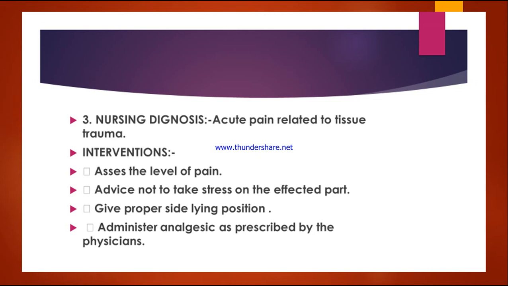Okay, so to reduce the pain, we have some interventions. We have to first assess the level of the pain. What is the level of the pain? Whether it is mild, moderate or severe. Which eye is having pain, either the left eye or the right eye. Then we have to monitor the vital signs of the patient. We have to check the temperature, BP, respiratory rate, pulse.